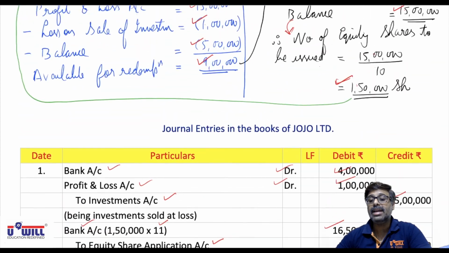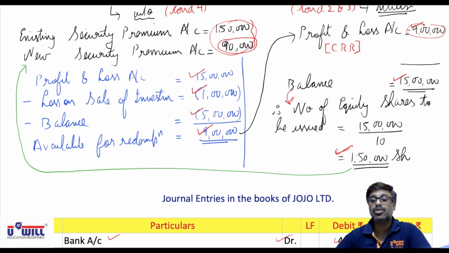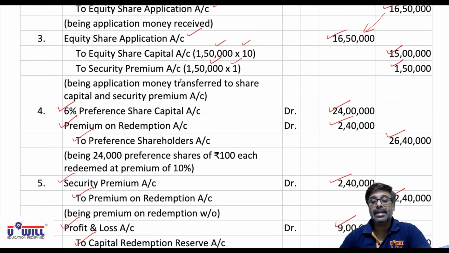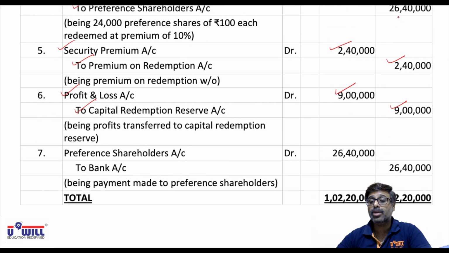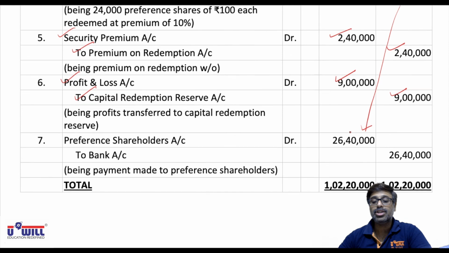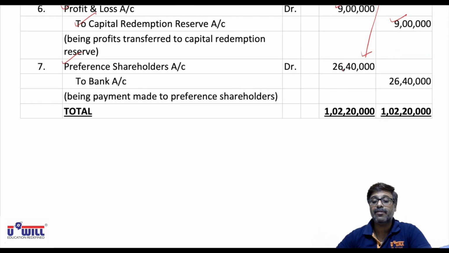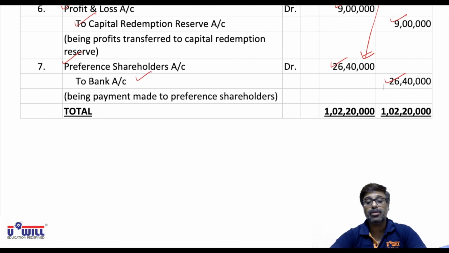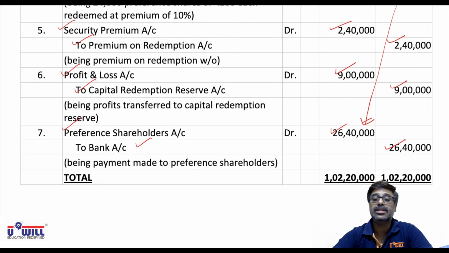Now from P&L account we have to transfer this 9 lakhs to capital redemption reserve. So profit and loss account debit 9 lakhs to capital redemption reserve 9 lakhs. And then we'll make the payment to preference shareholders. So preference shareholders account debit 26,40,000 to bank account 26,40,000. The total of the journal must come to 1,02,20,000.